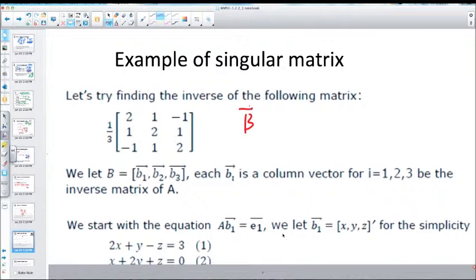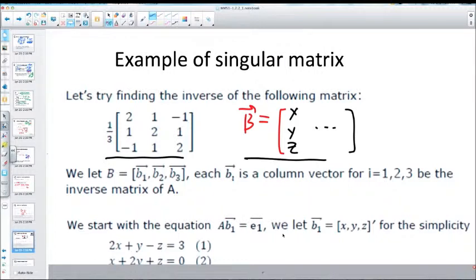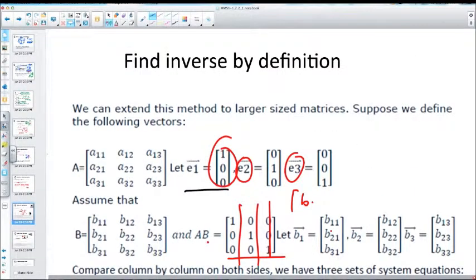So assume the B matrix has first column X, Y, Z. Let me just make it easy. I don't care about the rest. And then multiply A times this. See the first 3 rows, multiply the first column. We're supposed to get the first column of the identity, which is 1, 0, 0. We should get this one when you multiply this to the matrix.